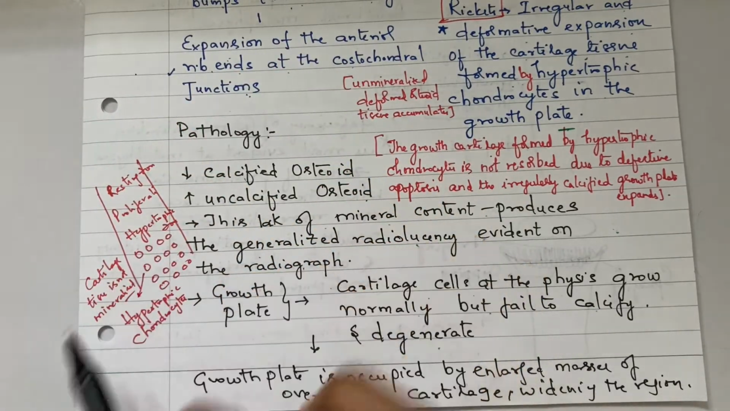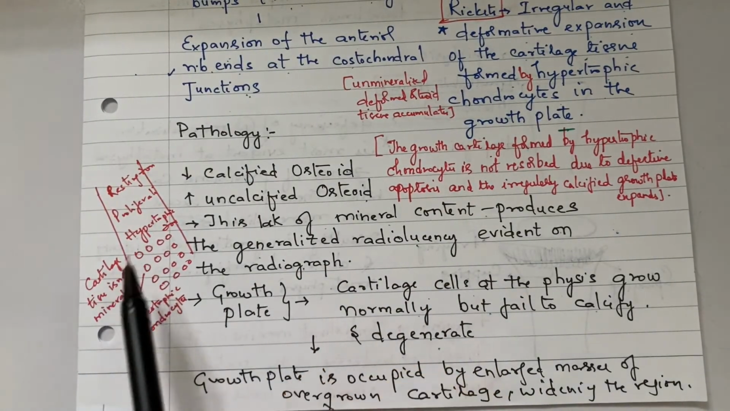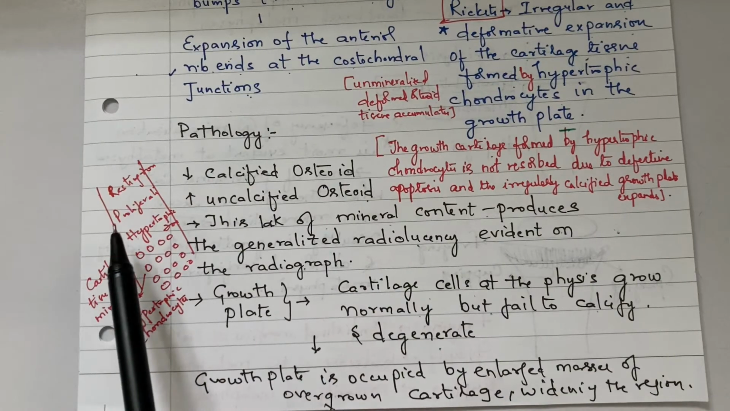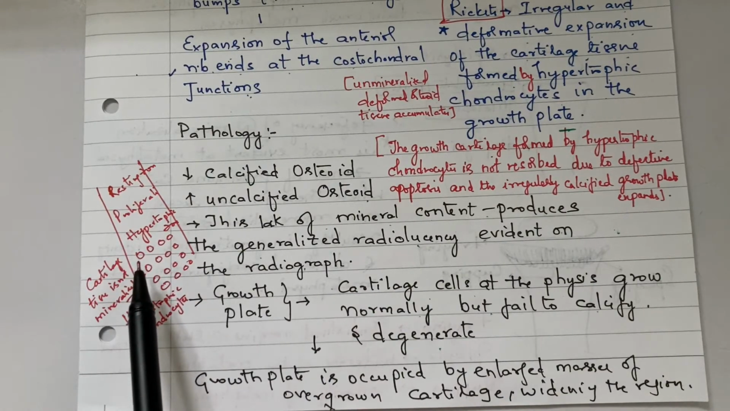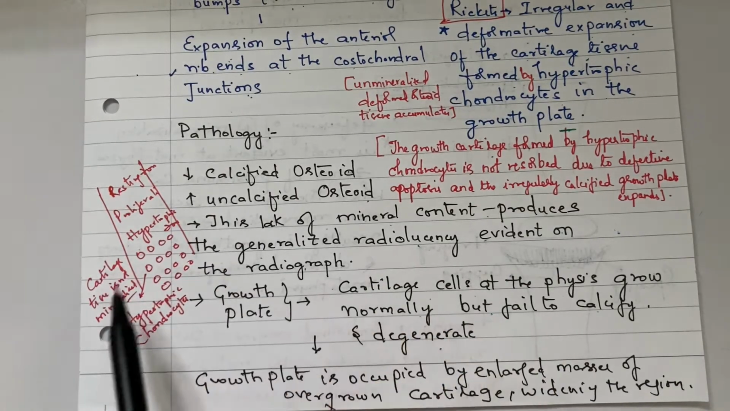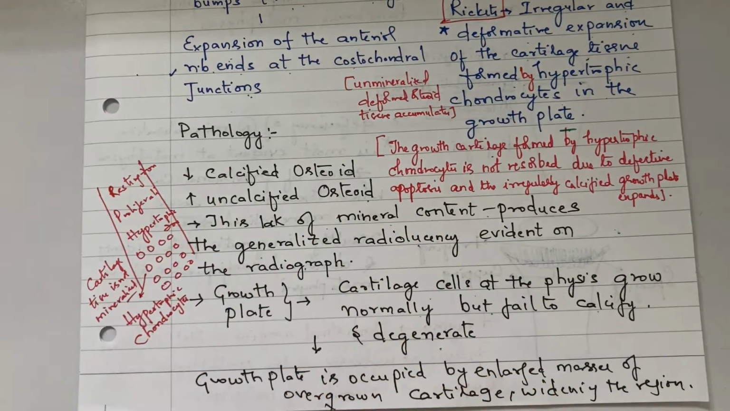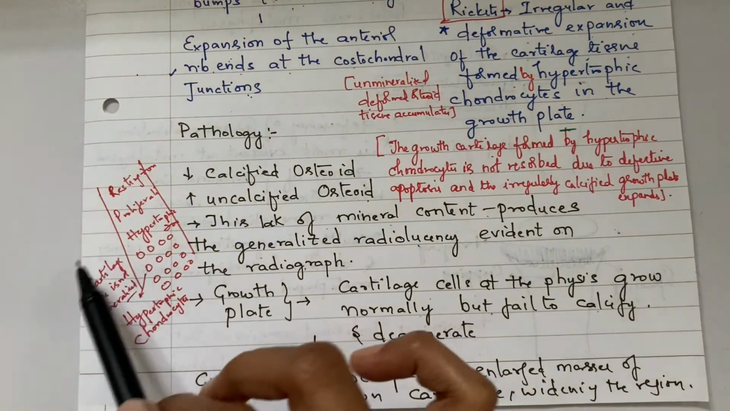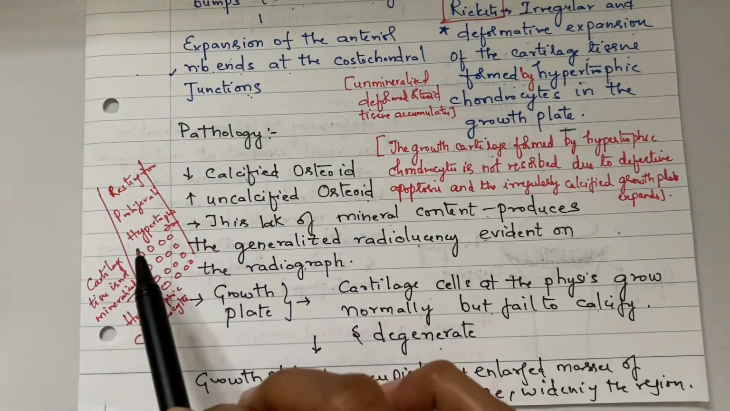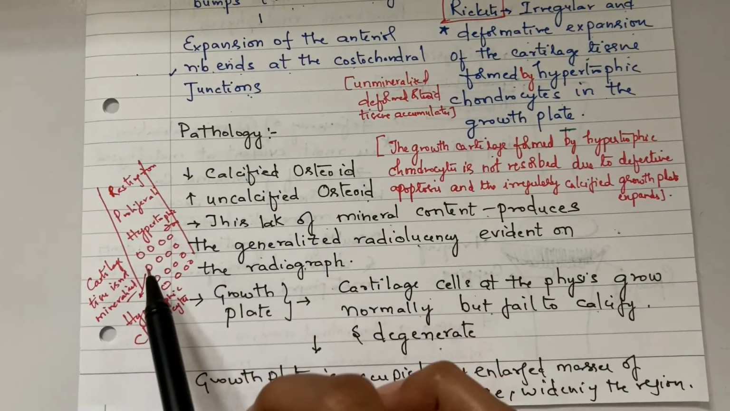Due to this, cartilage tissue gets accumulated. The growth plate will be occupied by enlarged masses of overgrown cartilage. So overgrown cartilage leads to widening of this region. This cartilage tissue is not even mineralized. So there will be unmineralized, deformed osteoid tissue which accumulates here, leading to growth plate widening.